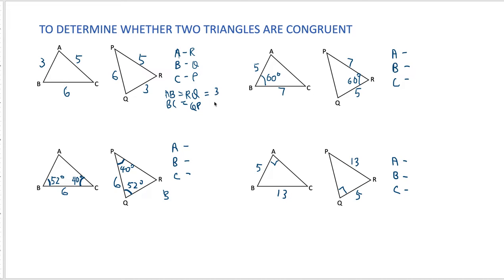This is equal to 3, equal to 6, and the last side AC equals RP, which is 5. So once we have shown the 3 sides, then we can conclude that triangle ABC is congruent to triangle RQP.